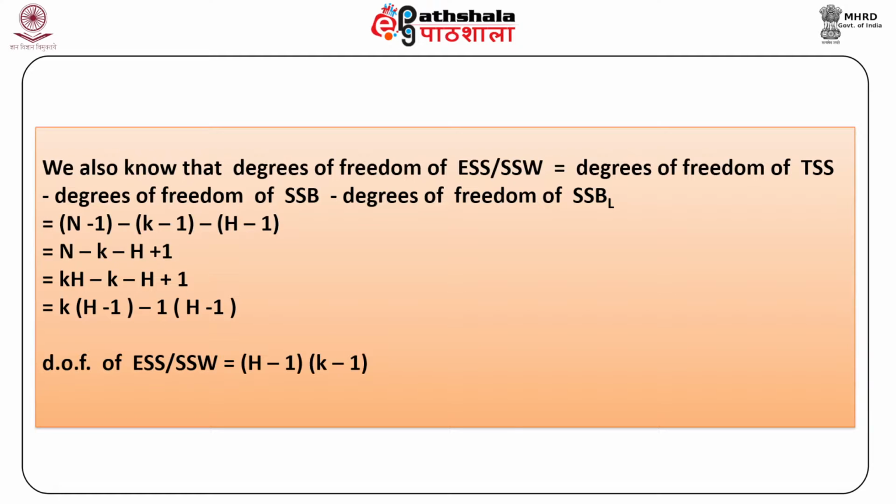So it is equal to (N − 1) − (k − 1) − (h − 1), and thus is equal to N − k − h + 1, and therefore is equal to kh − k − h + 1, because we know capital N is equal to k into h, and therefore is equal to (k − 1) into (h − 1). Therefore, degrees of freedom of ESS, or SSW, is equal to (h − 1) into (k − 1).